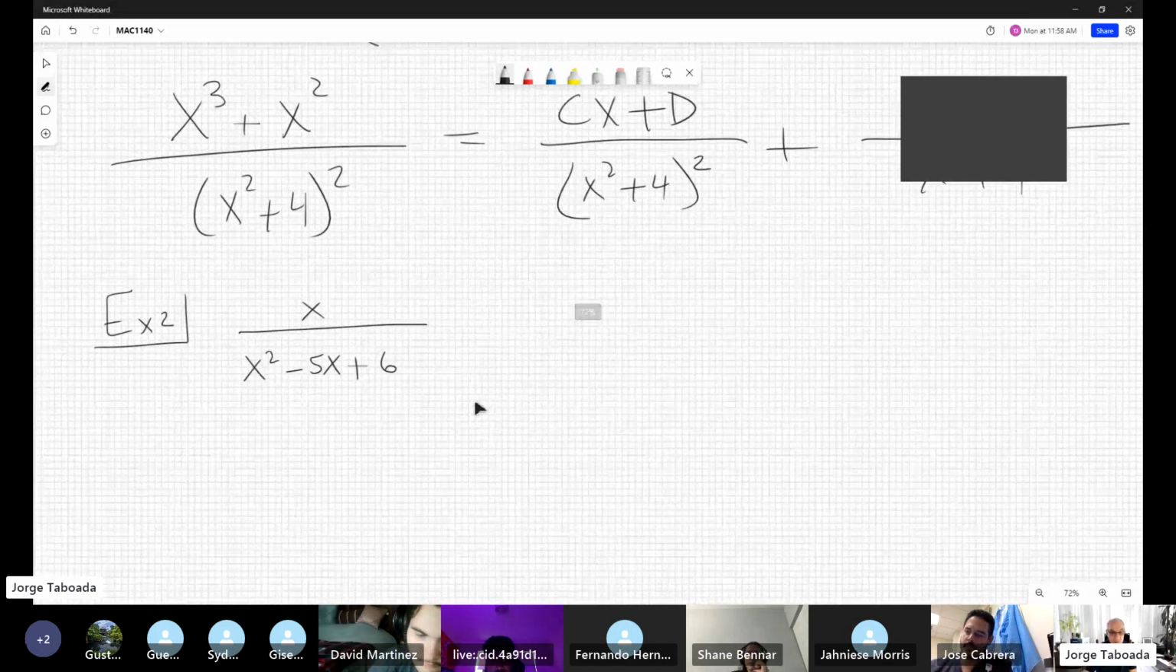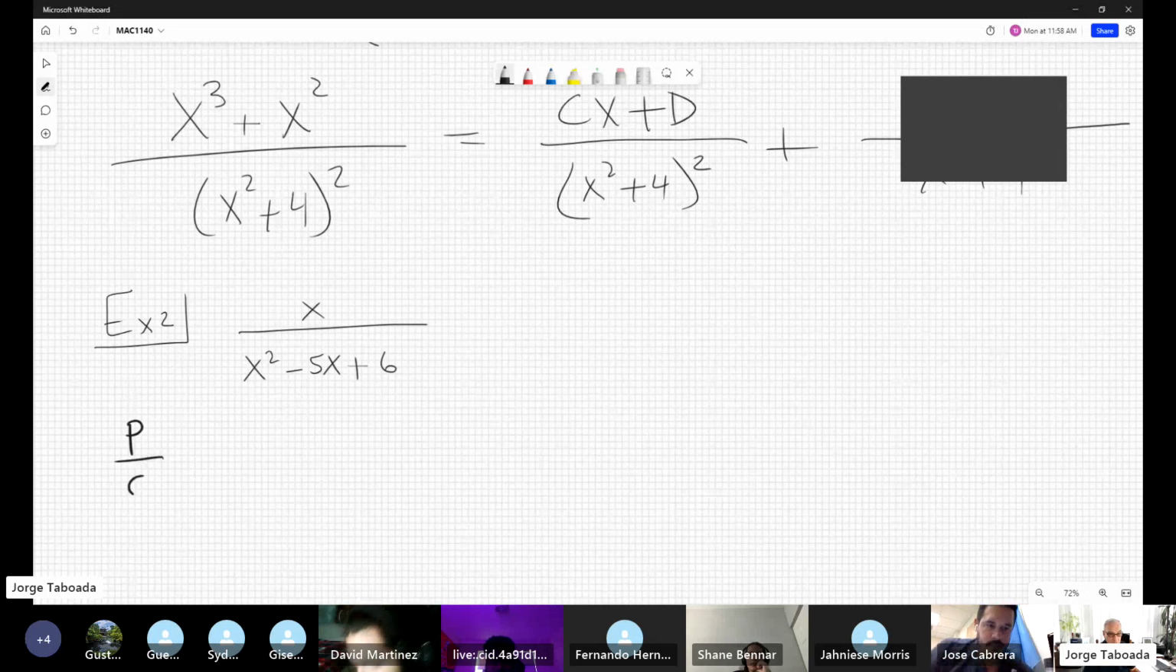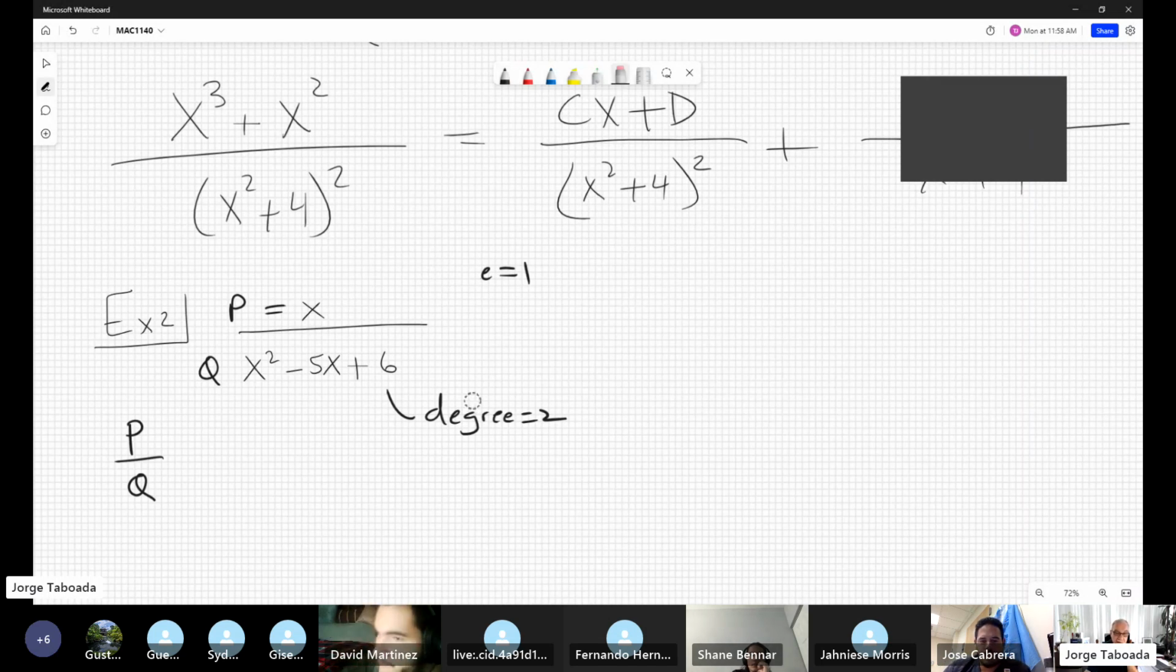Look, this is example two. It's given one rational function. Remember, a rational function is the division of two polynomials, p divided by q. In this example, p is x, degree one, and q is x squared minus 5x plus 6, degree 2. My goal is decomposition in partial fractions.